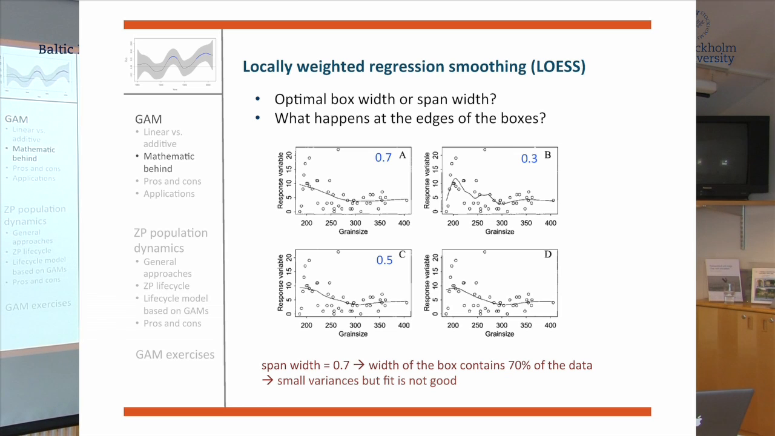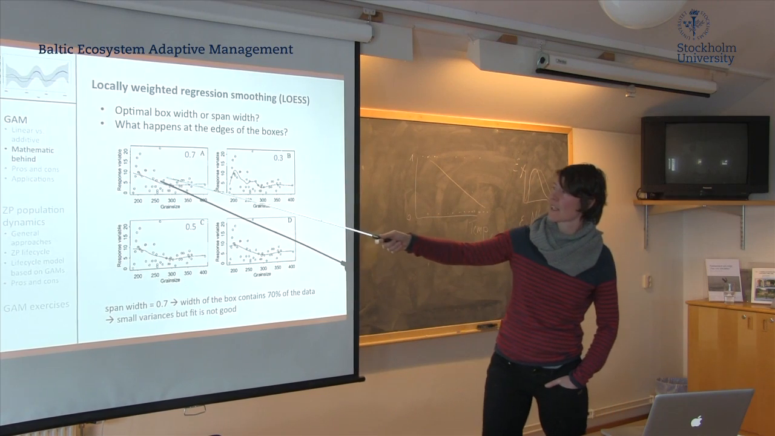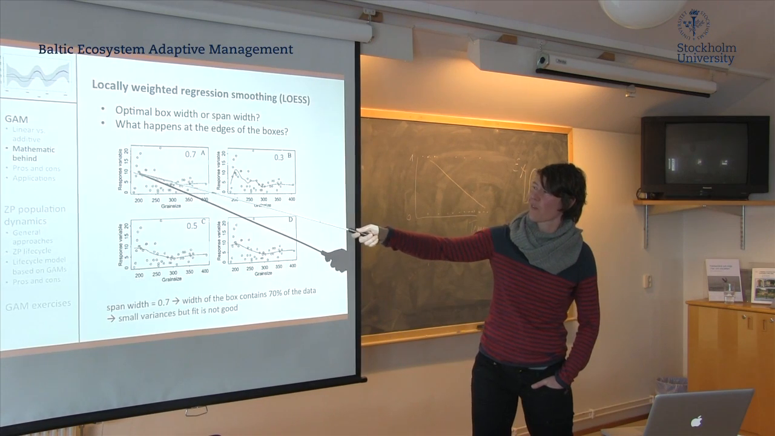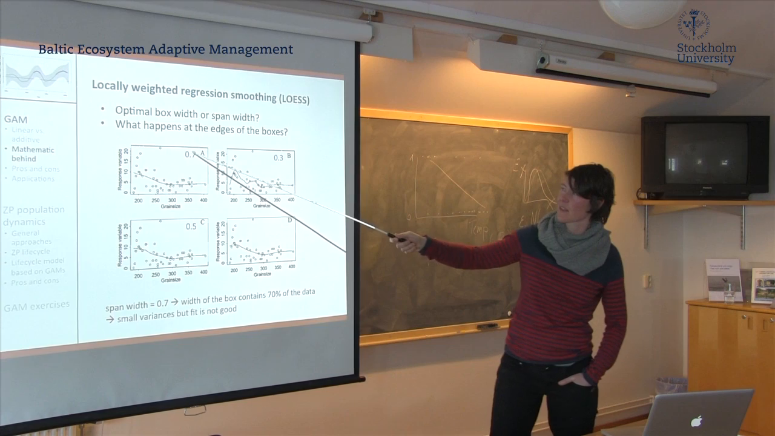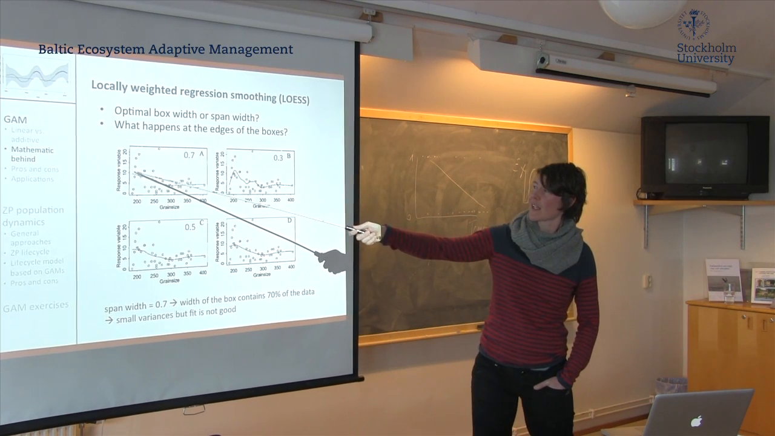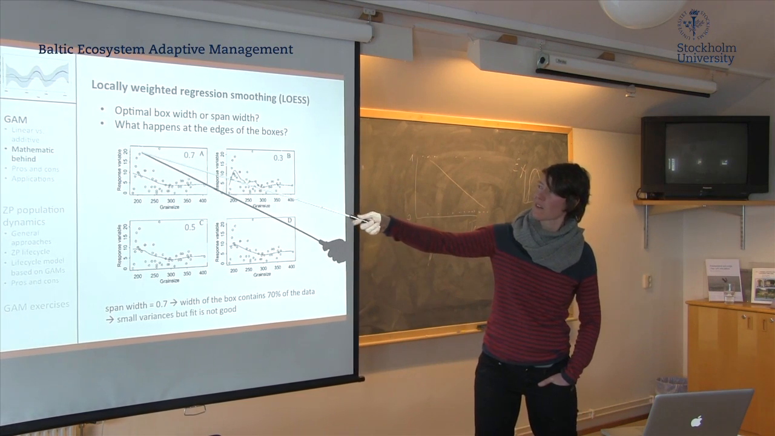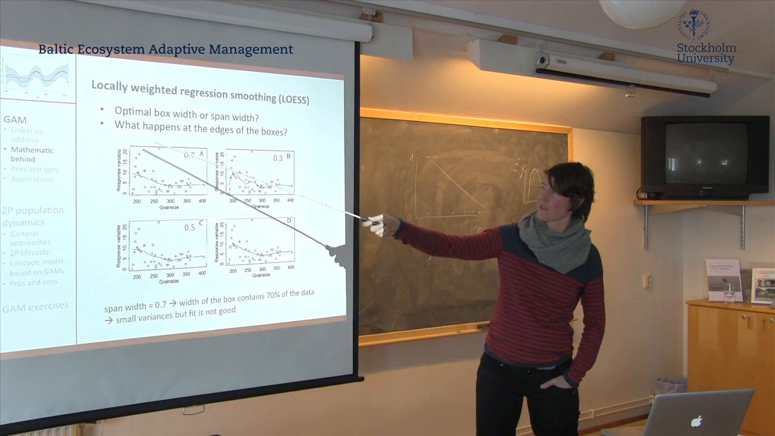A nice thing is that because you include so many, you have little variance between the different boxes, but you also don't have a good fit. For example, it doesn't really follow the data, it's very, very smooth. Here, this is an example, 0.7. It decreases and stays here, but it doesn't really take into account all those data points here.